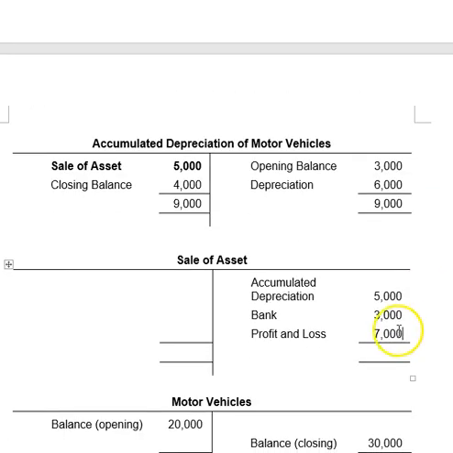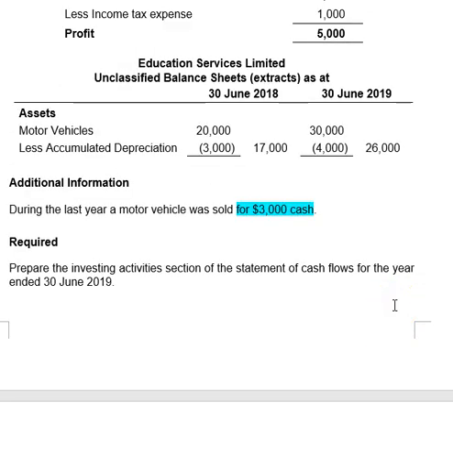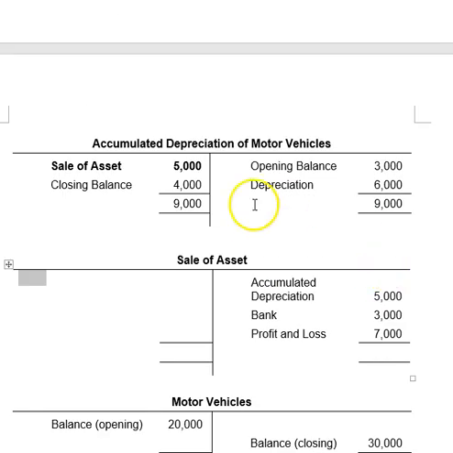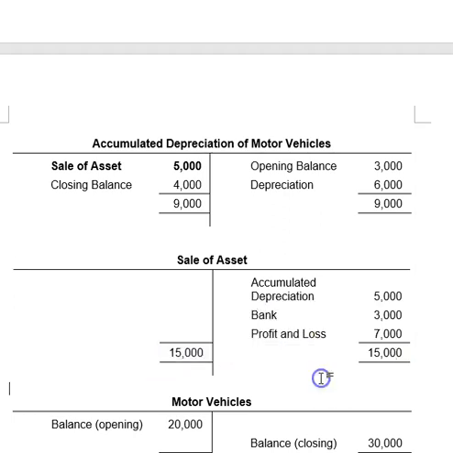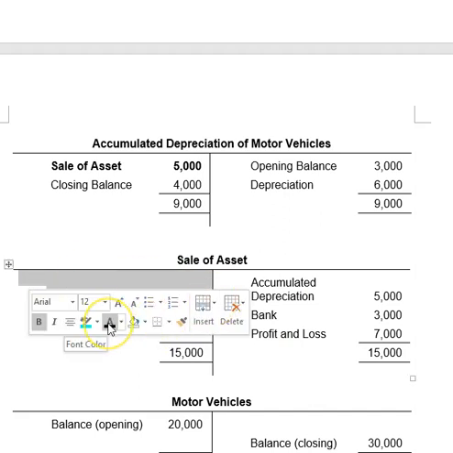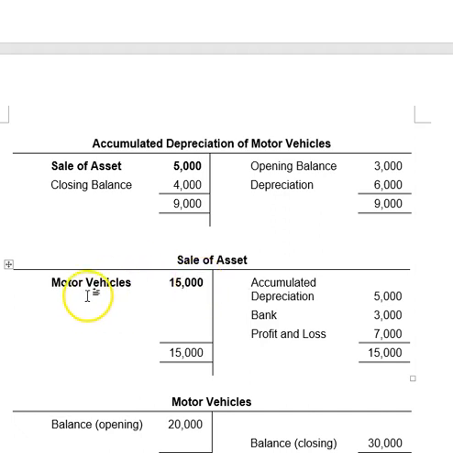Once we are done with this, we don't have any information on how much is the cost of the asset that we have sold. So we need to find it out. What we can do is add up everything on the credit side, which is 15,000. So the total here is supposed to be 15,000 as well, and the remaining balance here is the cost of the motor vehicles we have sold. So the cost of the motor vehicles that we have sold is actually 15,000.